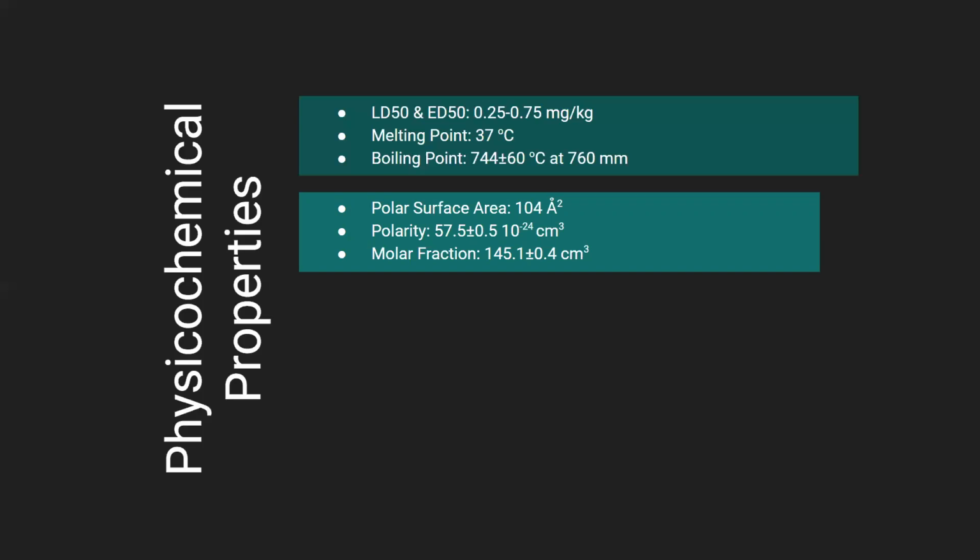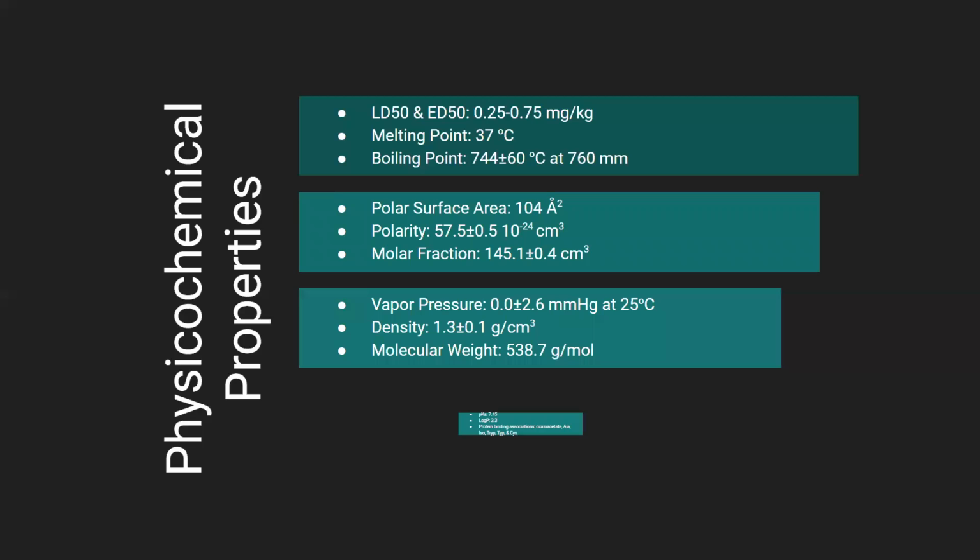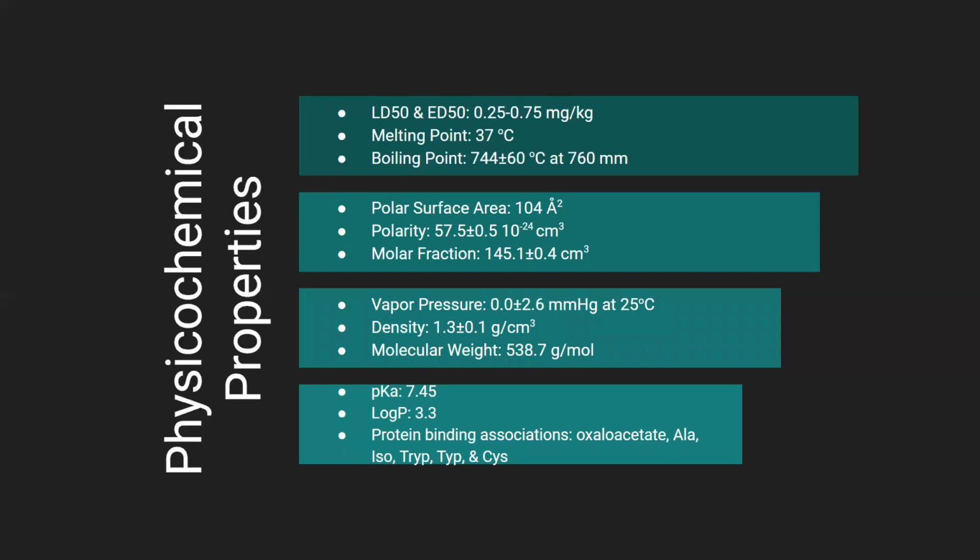Batrachotoxin has a molecular weight of 538.7 grams per mole, with a pKa of 7.45 and a log P of 3.3. The protein binding of batrachotoxin is associated with oxaloacetate, alanine, isoleucine, tryptophan, tyrosine, and cysteine.